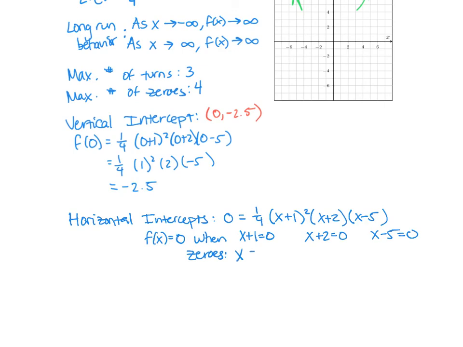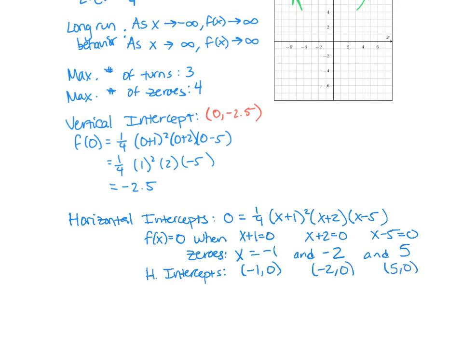So when we find our actual zeros, we'll say that x is equal to -1, and it's going to be equal to -2, and it's going to be equal to +5. So you can write x is equal to -1, x is equal to -2, and x is equal to 5, or if you line it up like this, that is also okay with me. So when we actually write out our horizontal intercepts, now we write them as points. So that'll be (-1, 0), (-2, 0), and (5, 0).